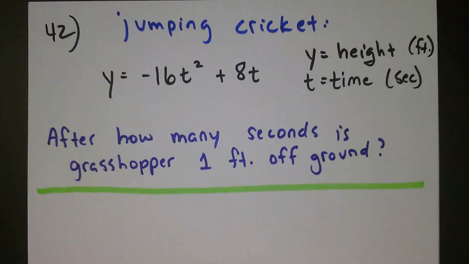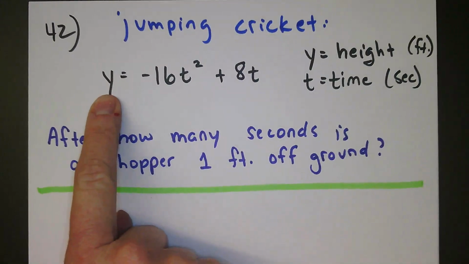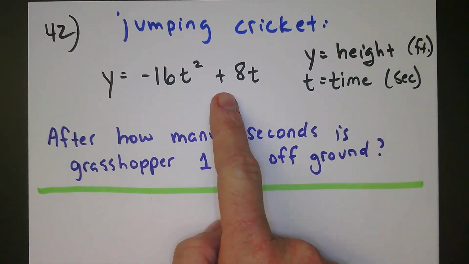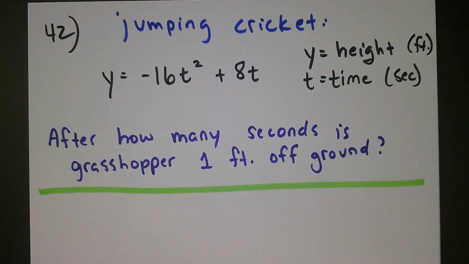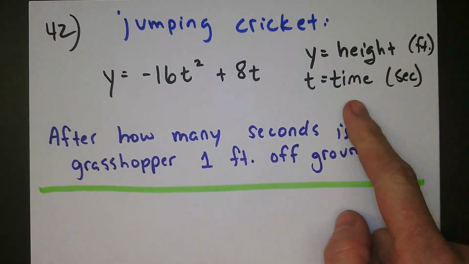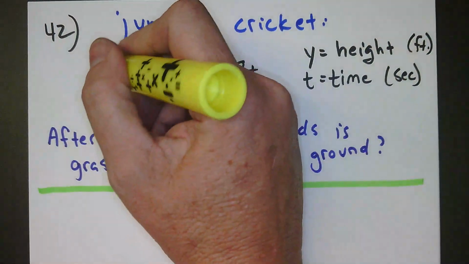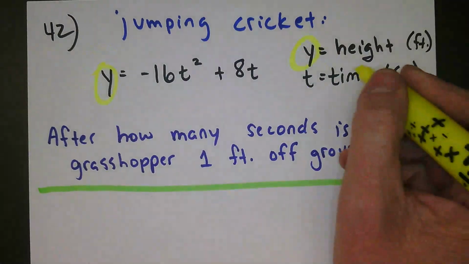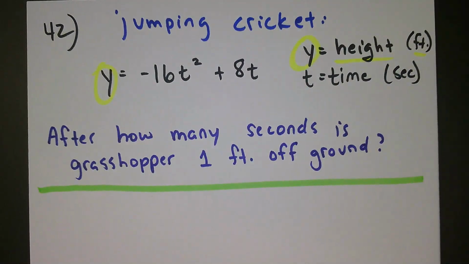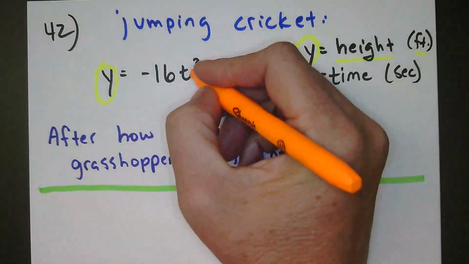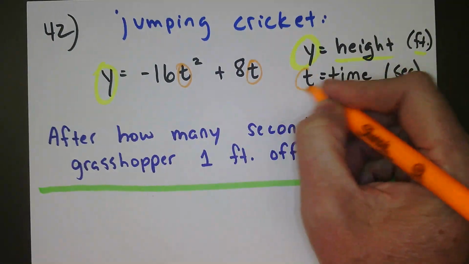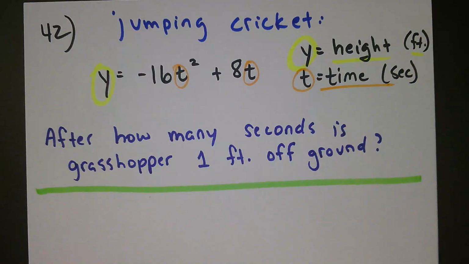We're told there's a jumping cricket. We're told that this equation, y is equal to negative 16t squared plus 8t, models the height of the cricket in feet as time passes in seconds. So we know what y stands for. The y value is the height, in feet. And then the t value, which we see here and here, that's our time in seconds.